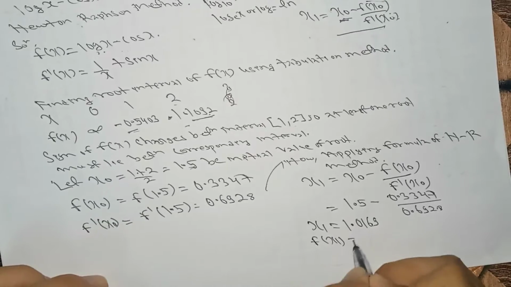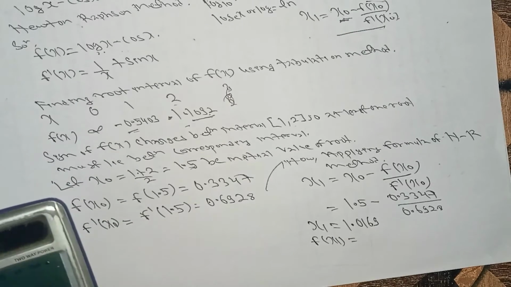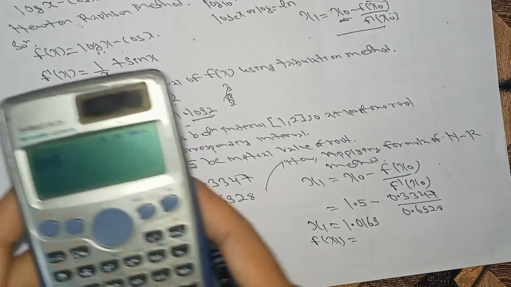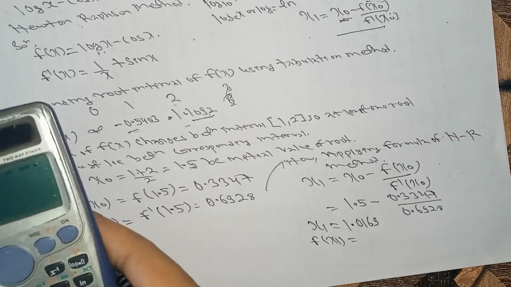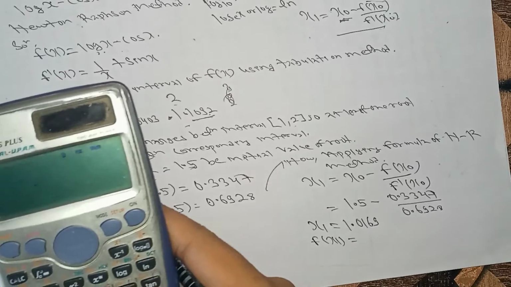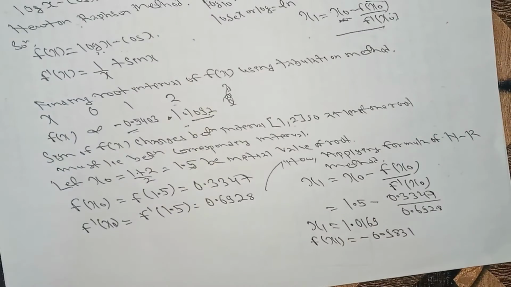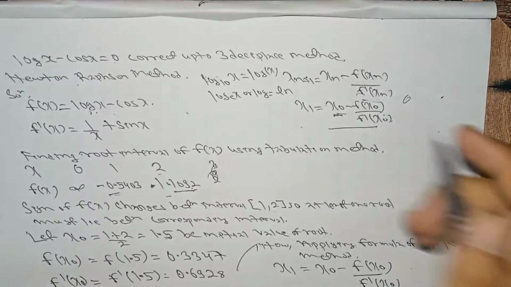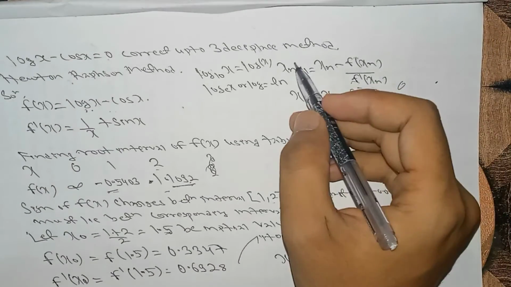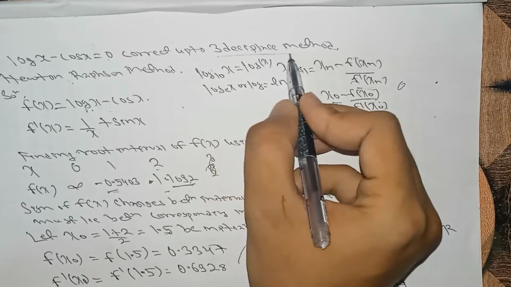Okay, f of x1, same. f of x1 means ln of the answer, the answer minus cos of the answer. That means we have obtained minus 0.9831. For this, we have to make the iteration table until we get the iterative solution, or iterative value, correct to 3 decimal places.